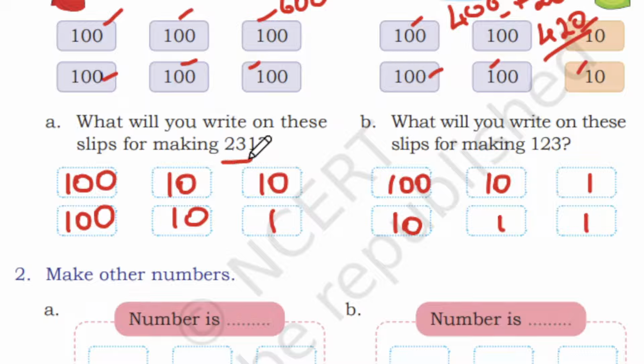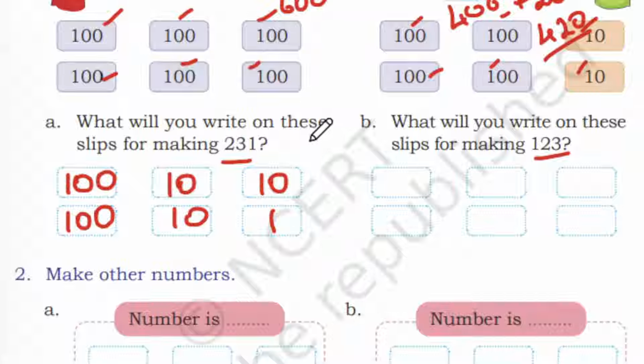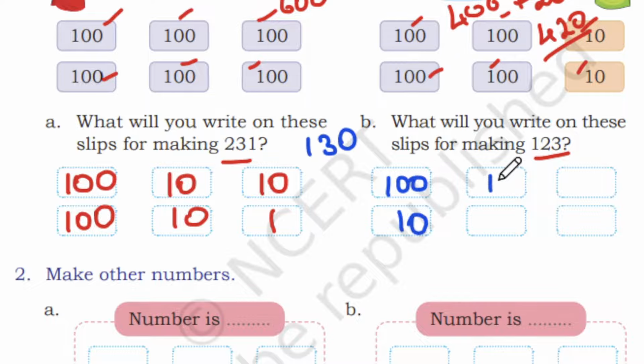So this one is 231 and this one is 123. Okay, for example, if in the exam they are giving 130, how will you write 130? You have to write 100, and for 30 you have to write 3 tens, 1, 2, 3, and you have to leave these two spaces blank. Okay, so 100, 3 tens.